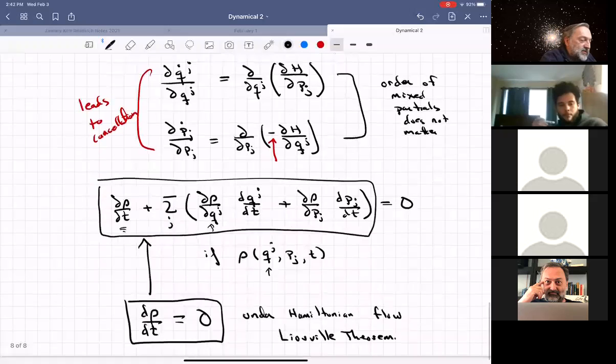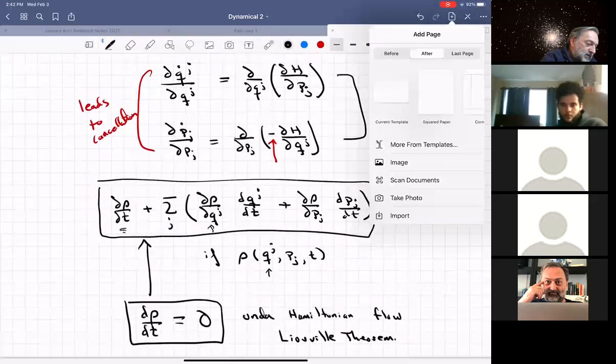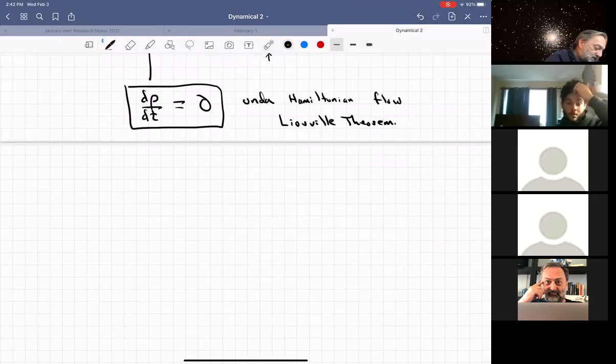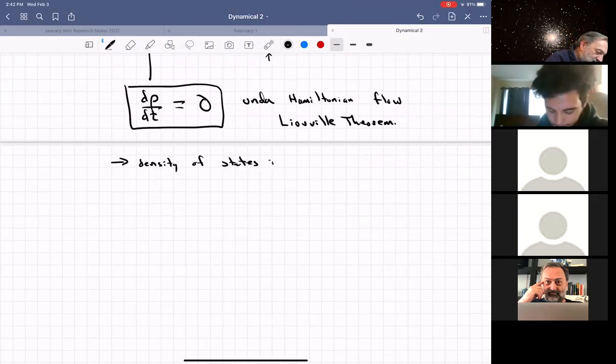So the interpretation that the Liouville theorem gives us, there's a couple ways to say the Liouville theorem: the density of states in a region of phase space does not change under Hamiltonian flow.